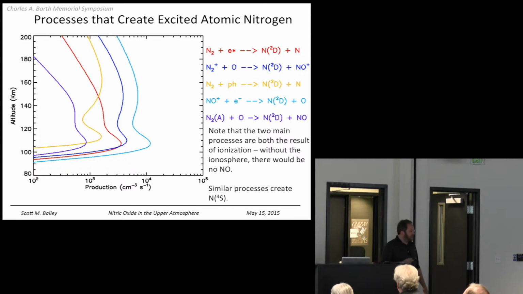And again, where does the N-double-D, the excited atomic nitrogen, come from? You see several processes there, but the ones in blue, it's interesting, it's the NO+ and the N2+ that lead to the formation of N-double-D. So it's very important to understand, why do we have nitric oxide? It's because we have the ionosphere.